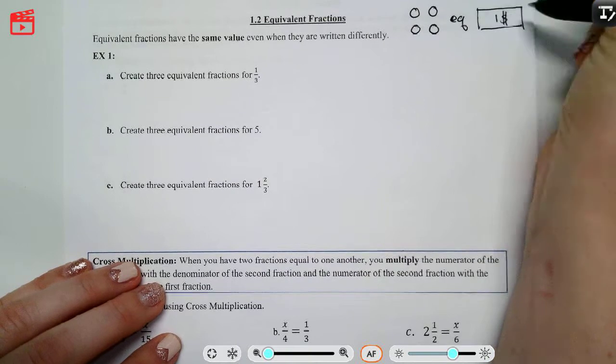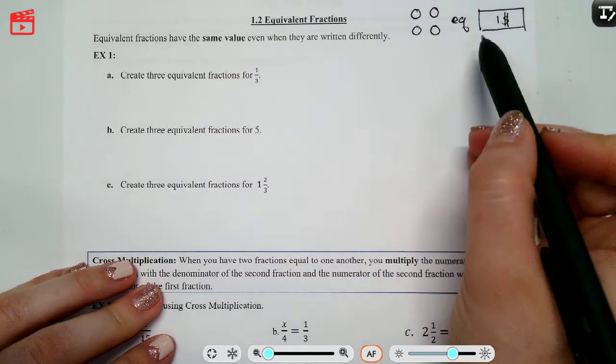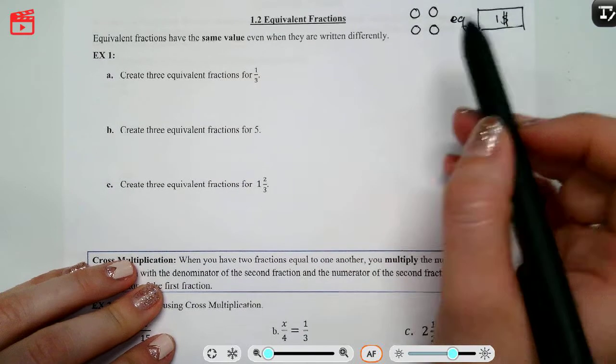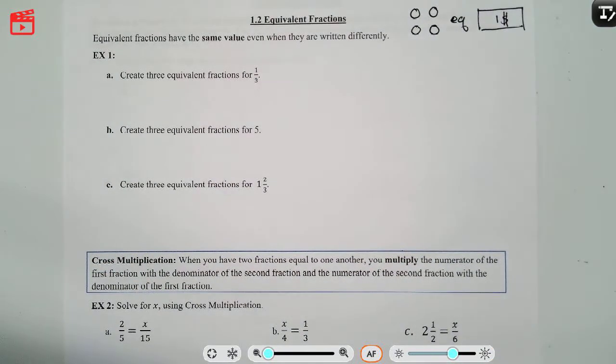$1. Oh, sorry, got that switched around. The dollar sign should be on the other side. But this is an equivalence. A dollar bill is equivalent to 4/4. Even though they don't look the same, they still have the same value. So that's what we're looking for. Fractions that are equivalent even though they don't look the same.